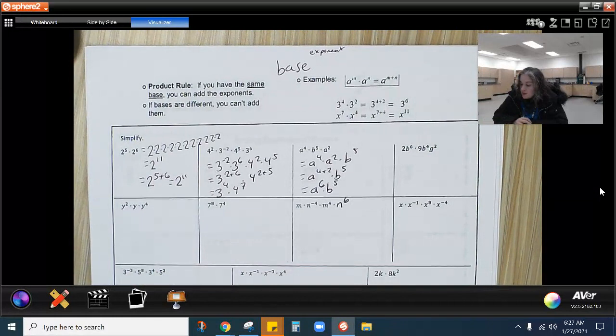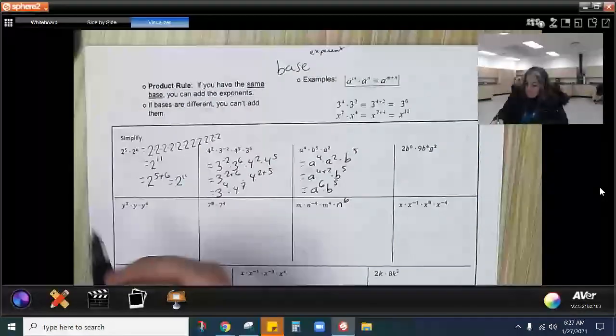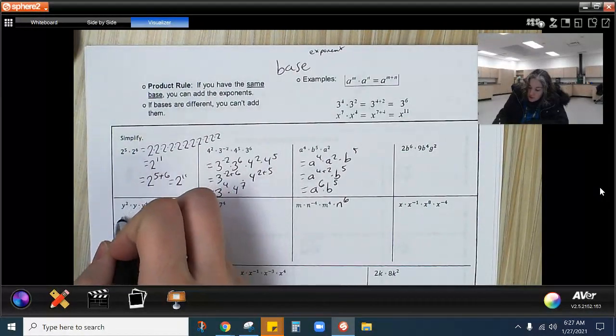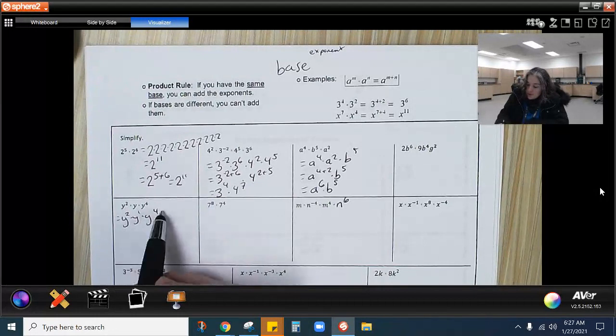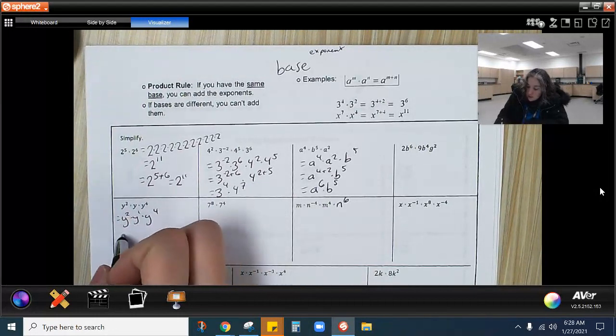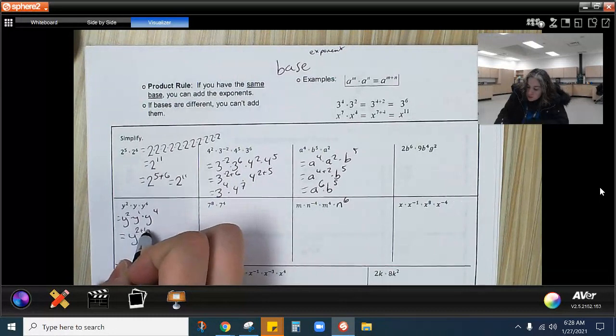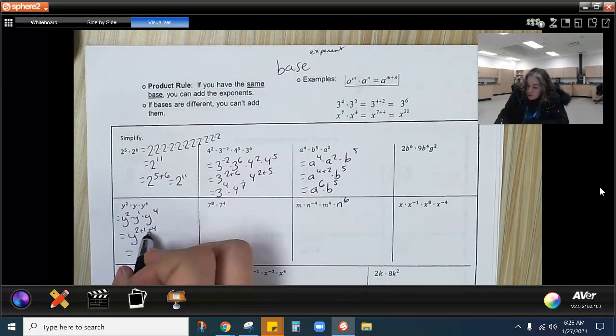Let's do this one next, mostly because I want to talk about if you have y. How many y's do you have there? What's the exponent of that y? Because it has an exponent. He's a ninja. You don't always see him, but he's always there. So in this case, there is actually a 1 there. So this would be y squared times y to the 1 times y to the 4th. Our product rule says same base, add the exponents. Well, these are all the same base. They're all y's. So it would be y to the 2 plus 1 plus 4. 2 plus 1 is 3, plus 4 is 7.